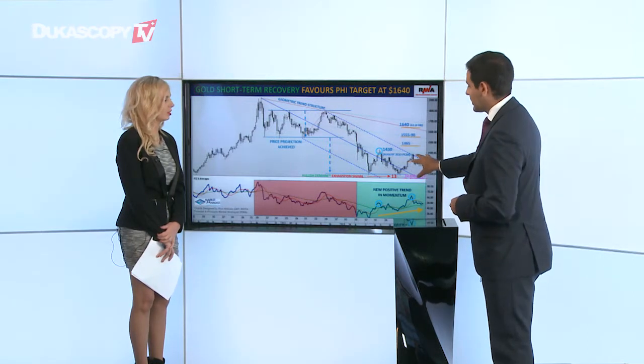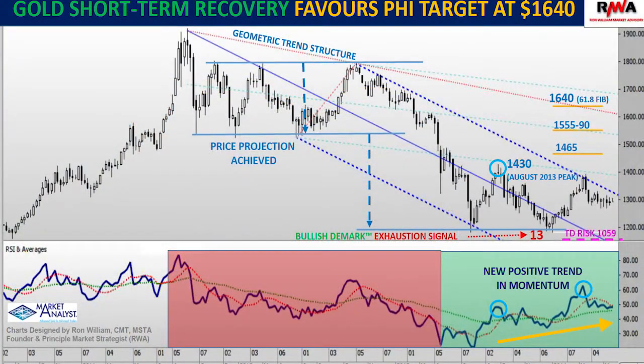At the moment, it's still within a sideways range, but what I've done is overlaid this geometric trend structure. Sounds a little bit technical, but basically it's just a way of measuring the previous trend and projecting from that. And we can see here, this range here nicely encapsulates the market move.